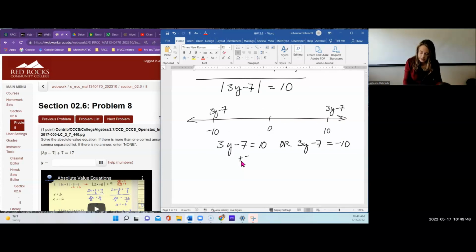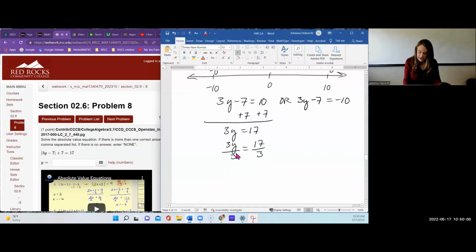In this case, we're going to add 7 to both sides of the equation, and then we have 3y equals 17. Dividing both sides by 3 gives us 17 thirds, which isn't a very nice answer, but it is an answer, and it is in fact correct. On the other equation, we also add 7 to both sides of the equation, and this time we get 3y equals negative 3. Then we divide both sides by 3, and we get that y is equal to negative 1.